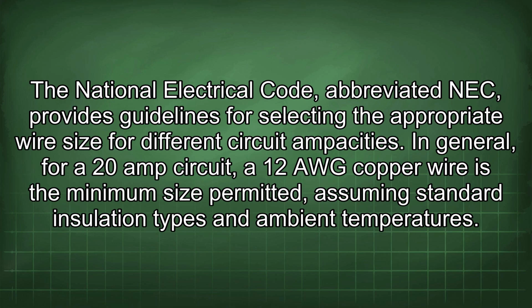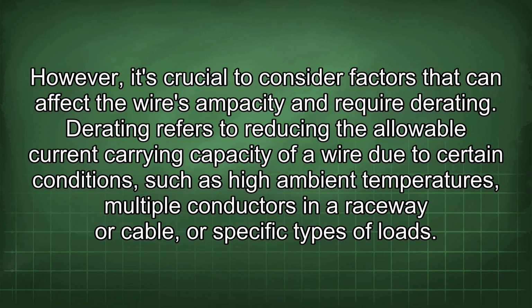In general, for a 20 amp circuit, a 12 AWG copper wire is the minimum size permitted, assuming standard insulation types and ambient temperatures. However, it's crucial to consider factors that can affect the wire's ampacity and require derating. Derating refers to reducing the allowable current carrying capacity of a wire due to certain conditions, such as high ambient temperatures, multiple conductors in a raceway or cable, or specific types of loads.